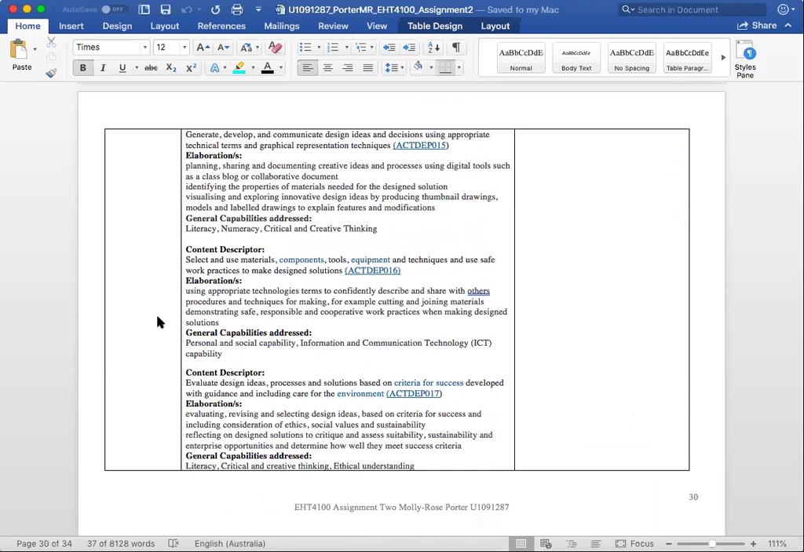Students generate, develop and communicate their design ideas using appropriate technical terms and graphical representation techniques, which can be seen in our PowerPoint template. Students need to document the process. They need to use the technical terms such as properties, materials, components, and they need to present that information to the class.